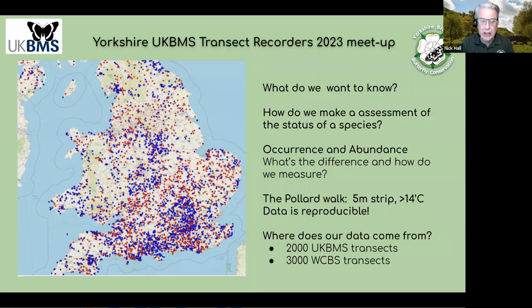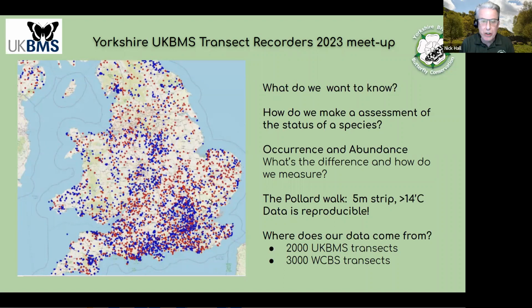Well, occurrence is what we would call a casual record. So that's something where you might put it on iRecord. You see something in your garden, you record it, you put it on iRecord. That goes into something called the Butterflies of the New Millennium, which helps us to find out where species actually occur, hence the word occurrence. While abundance is something very different and somewhat more difficult to measure. So abundance is how many of a species are there occurring in a particular year, in a particular location.